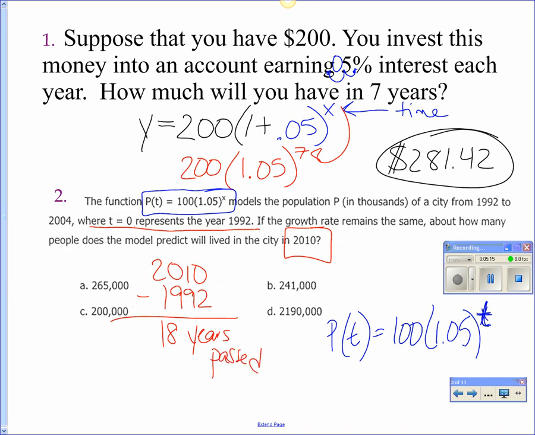So I'm going to put in 18 in that spot. I'm going to put in 18 in my exponent spot. So you're going to have to figure out how many years have passed. So 2010 minus 1992 gave us 18. And now we're going to plug in 18 in the exponent spot. All right, Riley K., what do you get when you plug in 18?